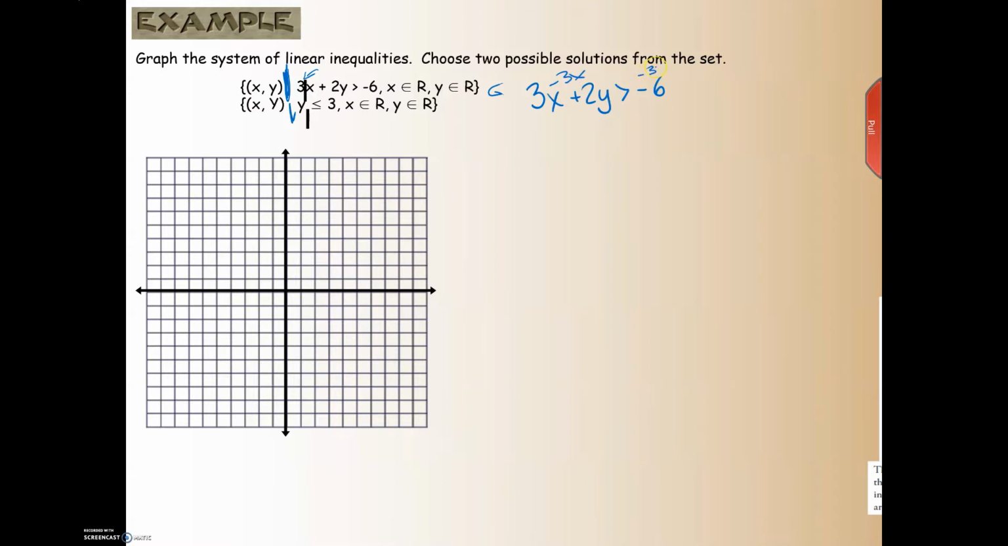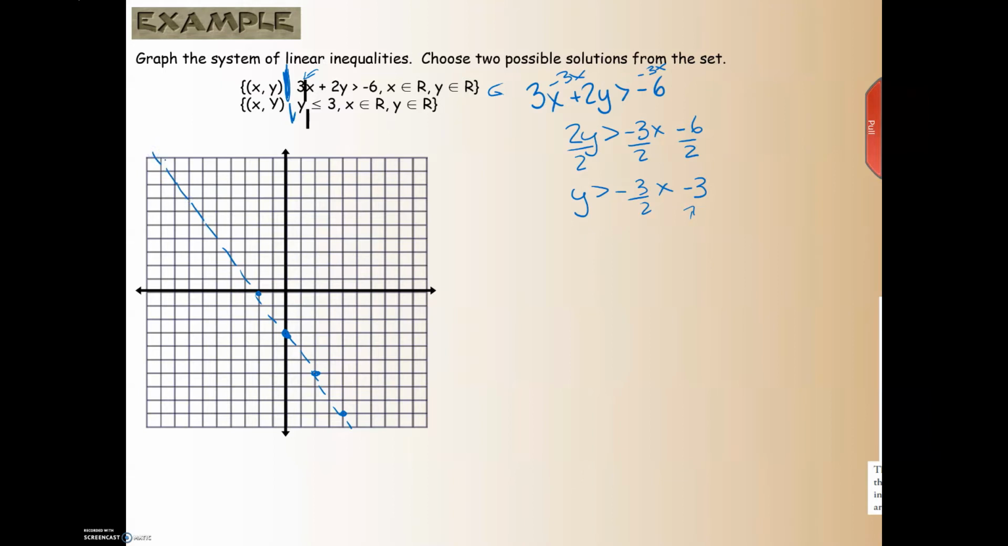So I'm going to move my x's over, and then I'll get my y alone, so I'll divide by 2. Okay, so my y-intercept is at -3, so I'll put a dot at -3, and my slope is down 3 over 2. Good, and that's enough to make a line. This line is going to be dashed because my inequality is greater than, not greater than or equal to.